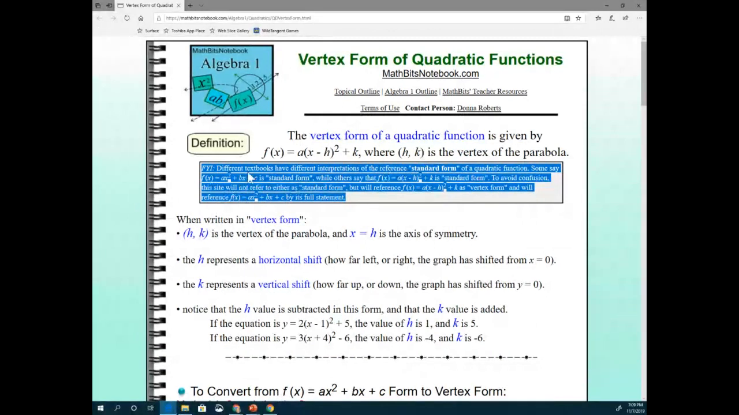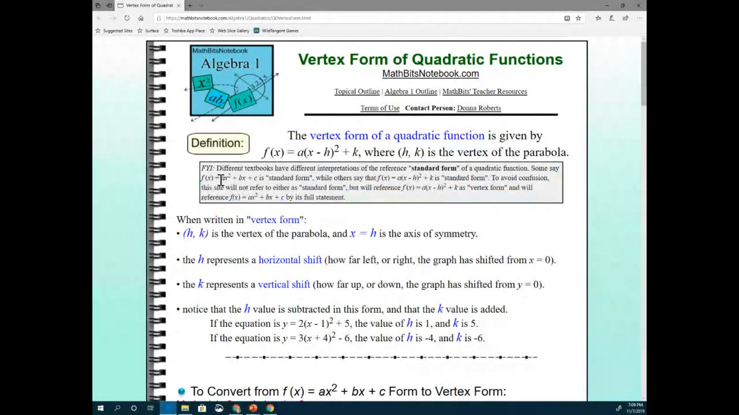It says different textbooks have different interpretations of the reference standard form of a quadratic function. Some say ax squared plus bx plus c is standard form. Others say a times (x minus h) squared plus k is standard form. Our textbook does both. So this is just a reference that's talking about vertex form.